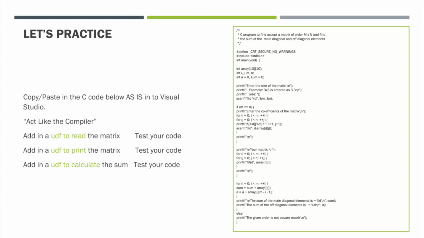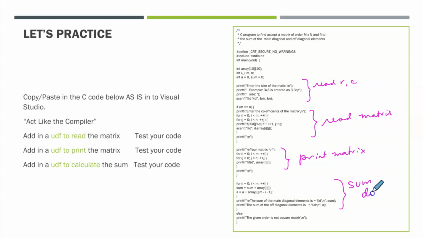Last time we were looking at this code that worked with matrices. What the code did was read in a row and column, read in the matrix itself, printed the matrix, and then also summed a diagonal. Actually, it sums two diagonals, but we'll look at that in a sec.